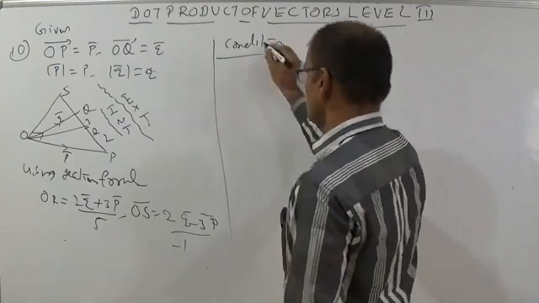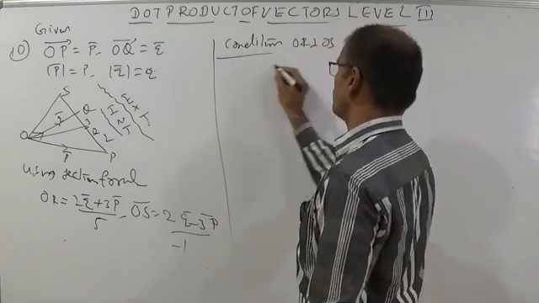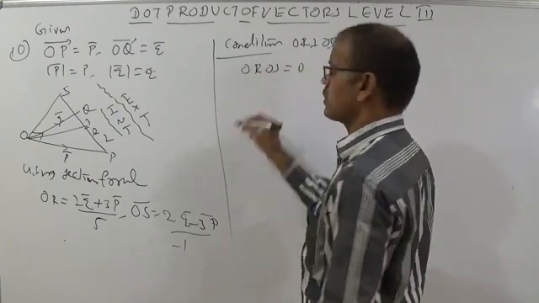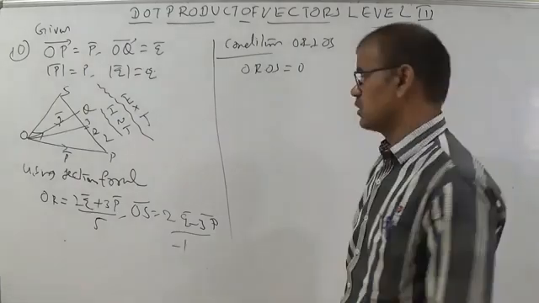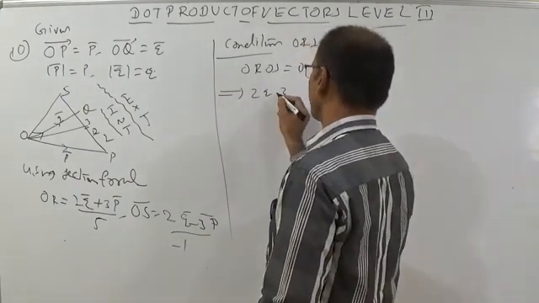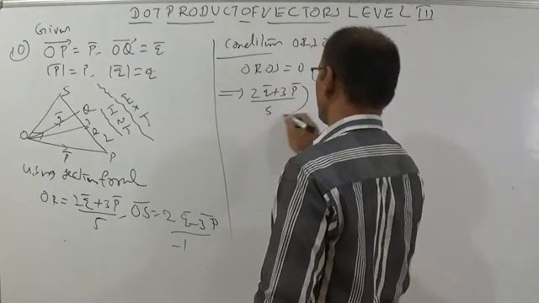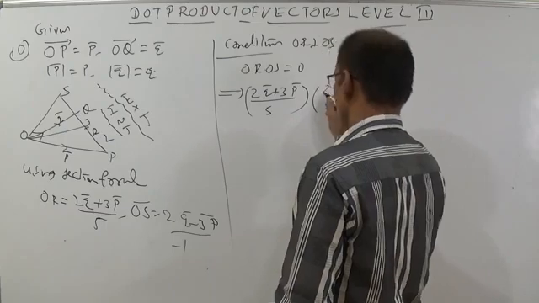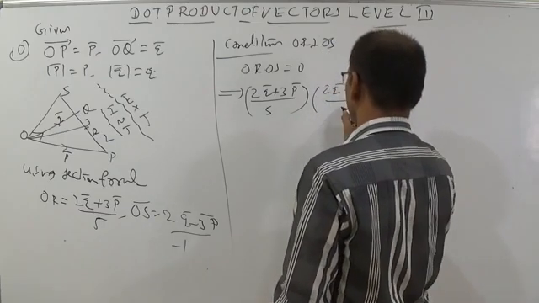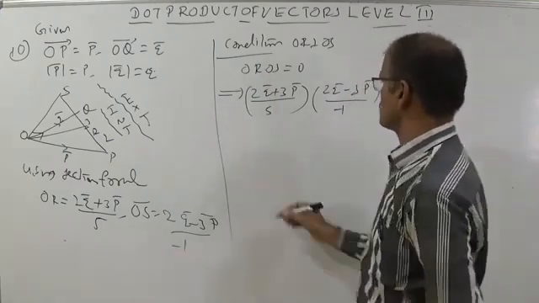What is the condition he has given? OR is perpendicular to OS. Whenever two vectors are perpendicular, their dot product is 0. Then you can write (2Q bar plus 3P bar) by 5 into (2Q bar minus 3P bar) by -1 equal to 0. The minus you can take to that side.